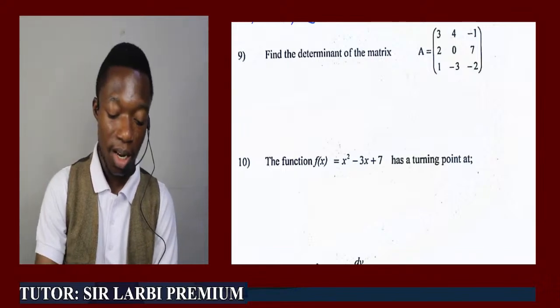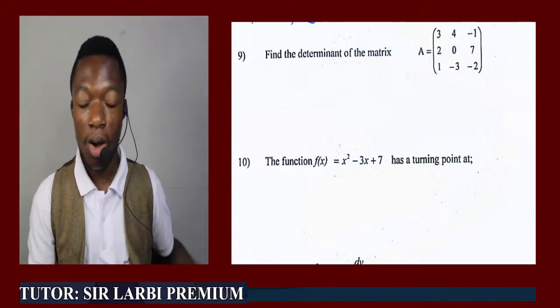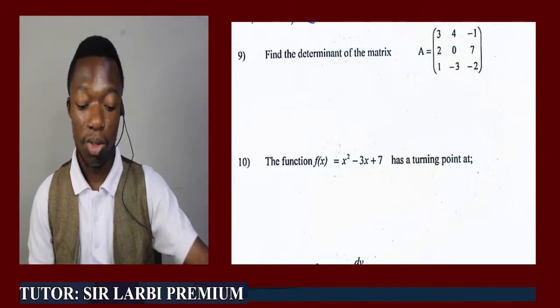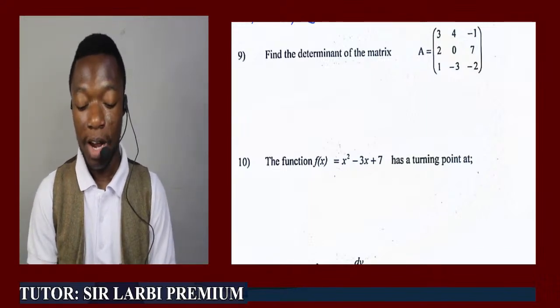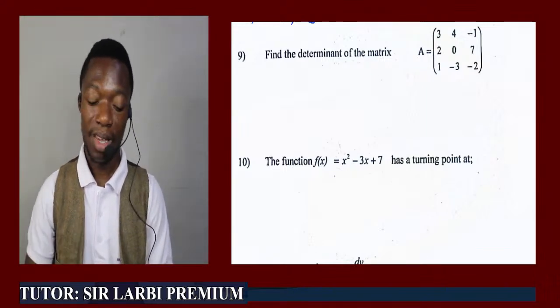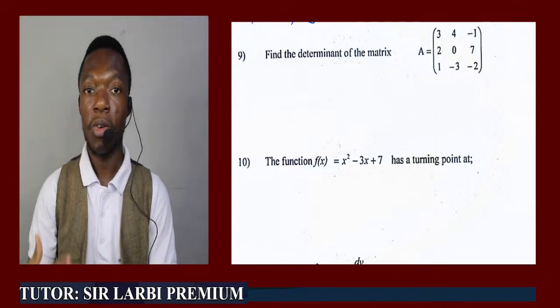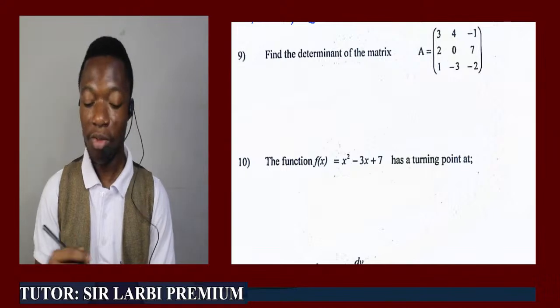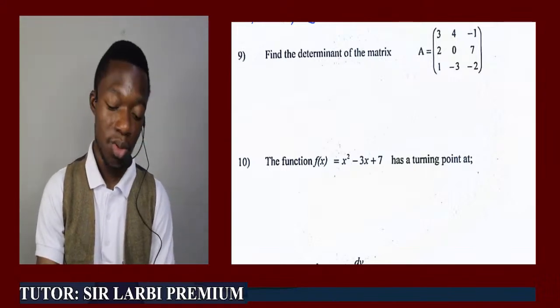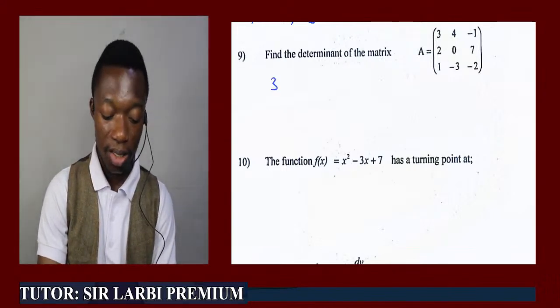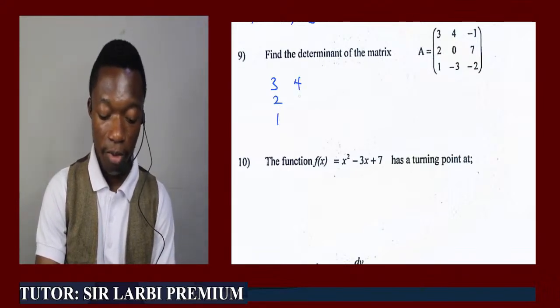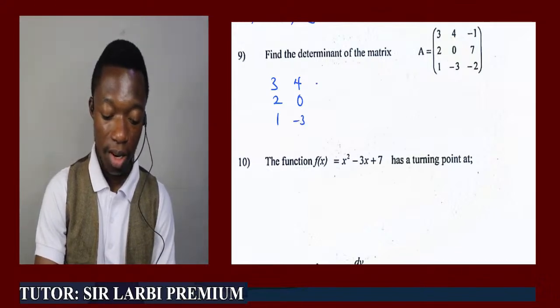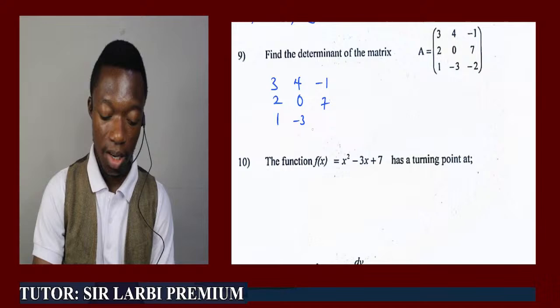The alternative approach is saying that to find a determinant of a matrix, all that you really want to do is first write the original matrix given, and the next thing is to repeat the first 2 columns as an addition to the original matrix. So enough of the English, let's bring in action. I'll write 3, 2, 1. Then I have 4, 0, negative 3. Then I have negative 1, 7, negative 2.